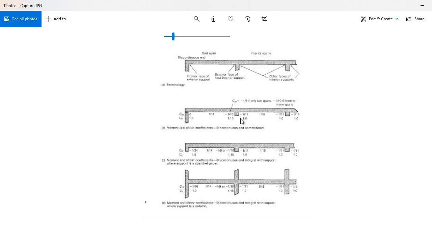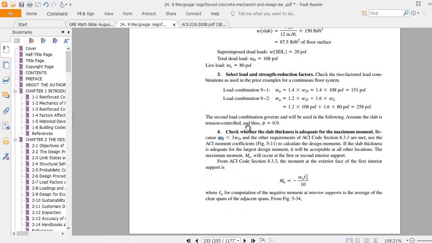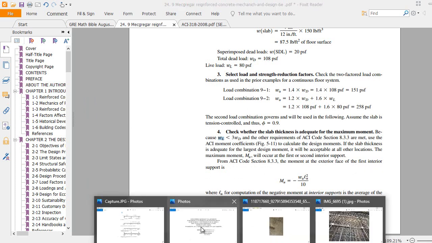Here you see the coefficients, moment and shear coefficients. At the first support you see -1/10, and at the interior face you see -1/11. This Cm is for moment and Cv is for shear. These figures are available in the McGregor book, also in the Nelson book, so you can check those. The moment at the exterior face of the first interior support should be clear here.